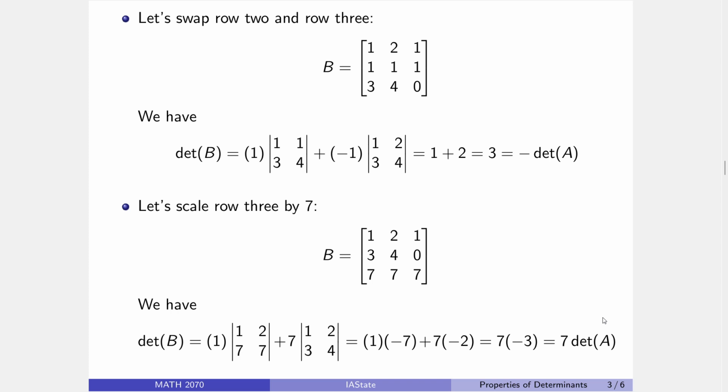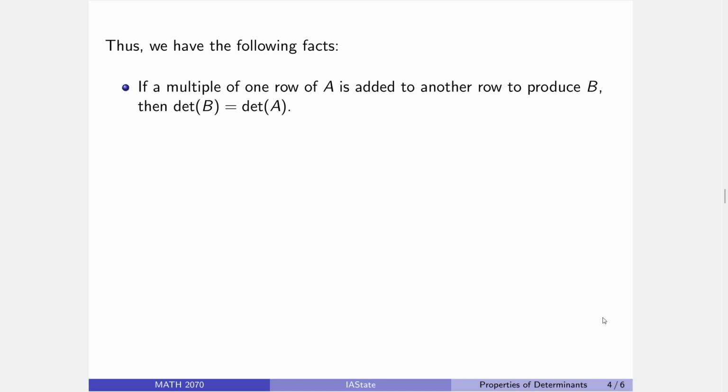So all three of these were not happenstance. This is what always happens. So if you scale a row and add it to another row to create a matrix B, you never change the determinant. The way cofactor expansion is built ensures that row operations like this are unchanged.